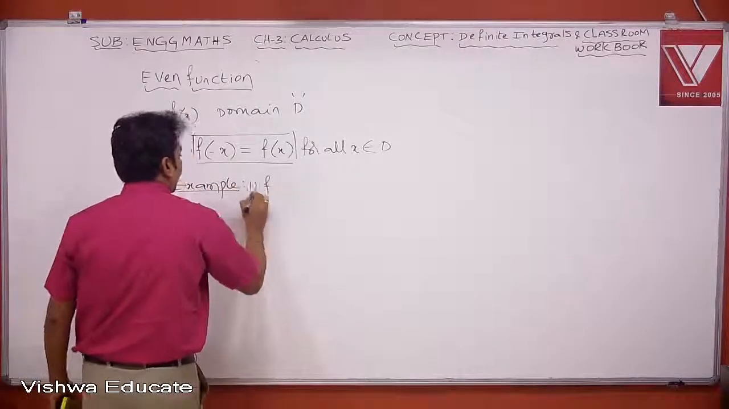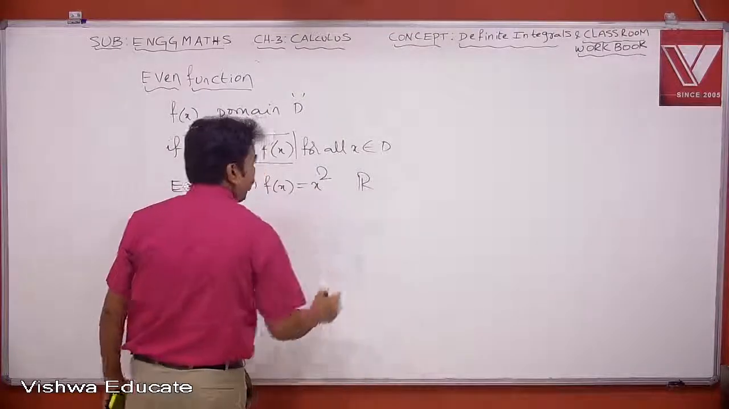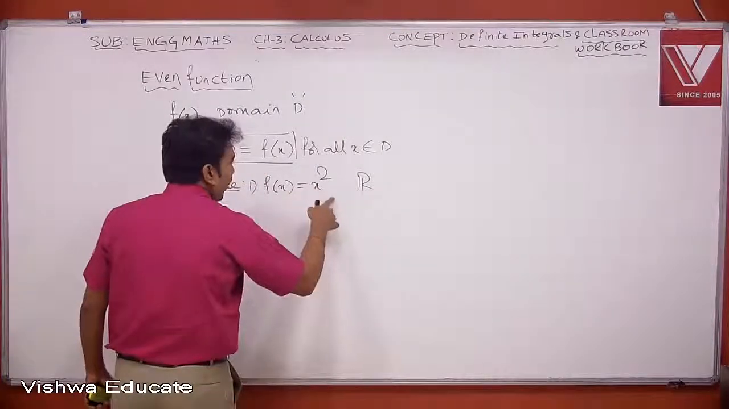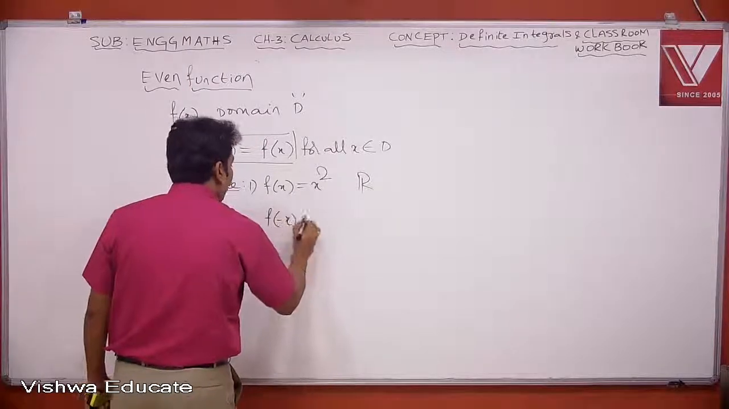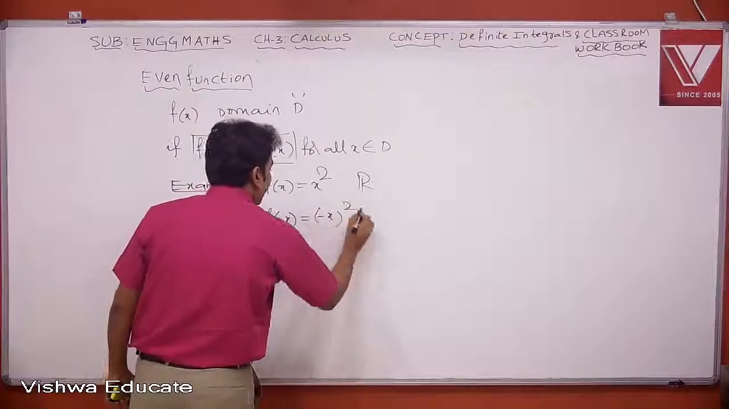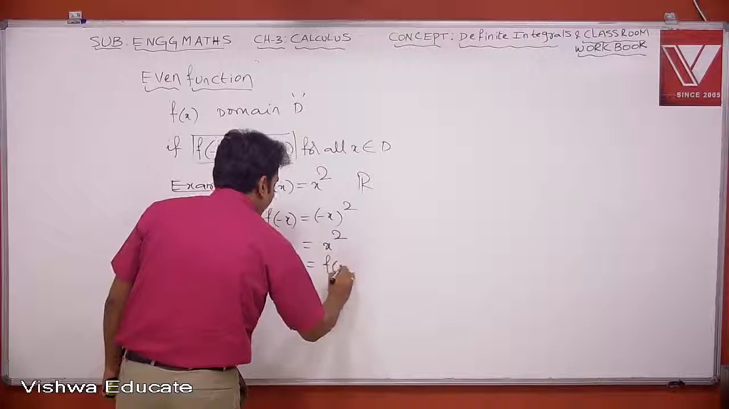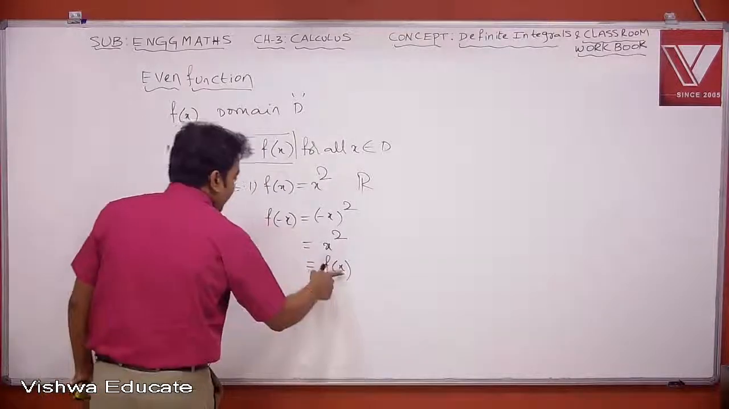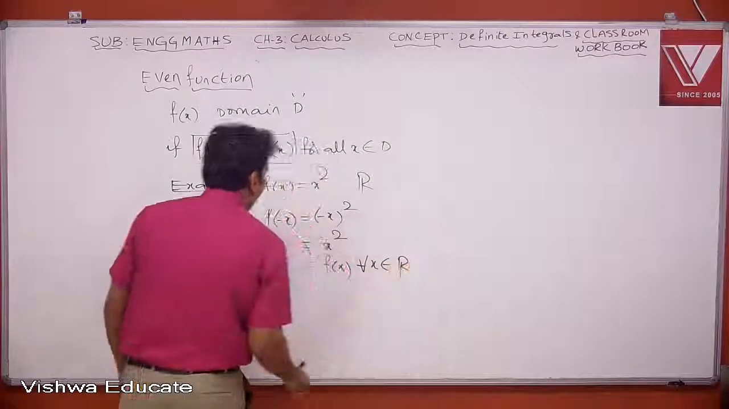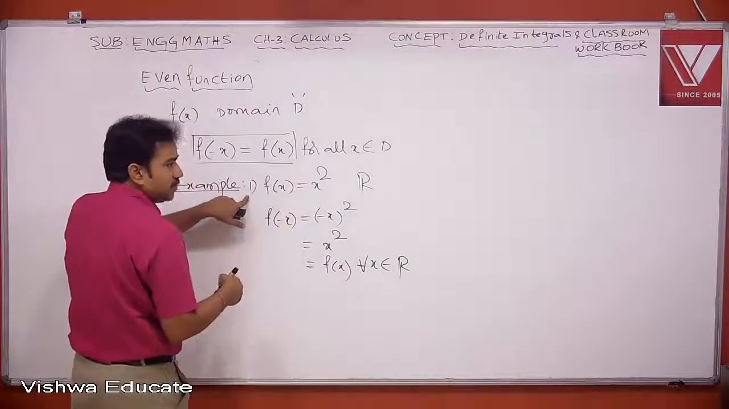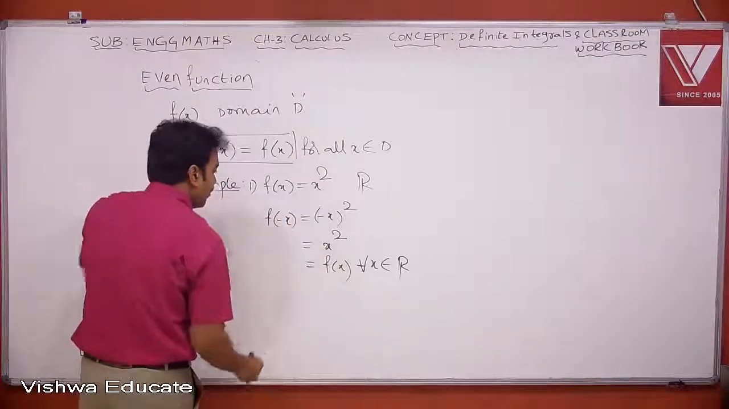Suppose f of x equals x square. Here the domain of this function is R. For all real numbers, x square is a finite value. Now when you replace x by minus x, this becomes minus x whole square, which is x square. So this is f of x. So f of minus x is f of x for all x belonging to R. Therefore, this is an even function, because x square has an even power.